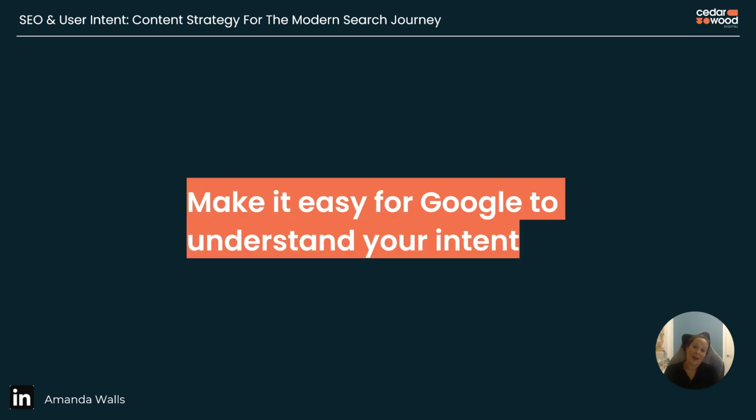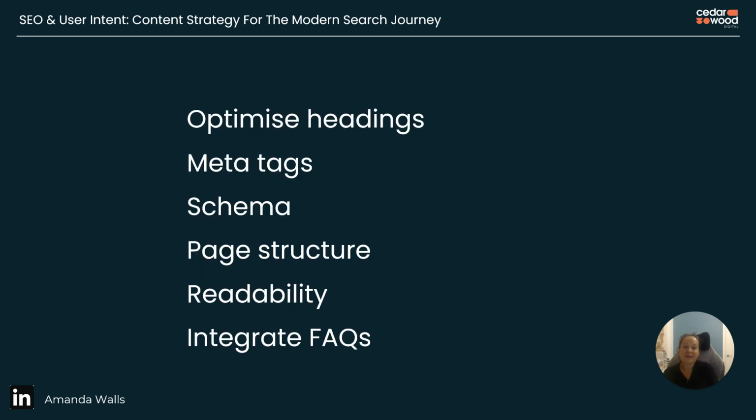And if you go to all of the effort to match your user intent, it's really important that it's easy for Google to understand that. There's a number of ways that you can do that. So optimizing headings, make sure they're meeting the user's need. Definitions and questions are a popular way to start the page. Meta tags, ensuring that your meta tags are optimized both on page and also from a click-through perspective. Schema, ensuring that your schema is optimized to help Google understand what the website is about.